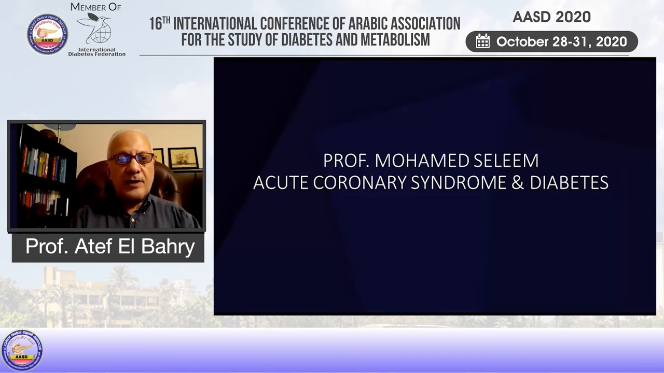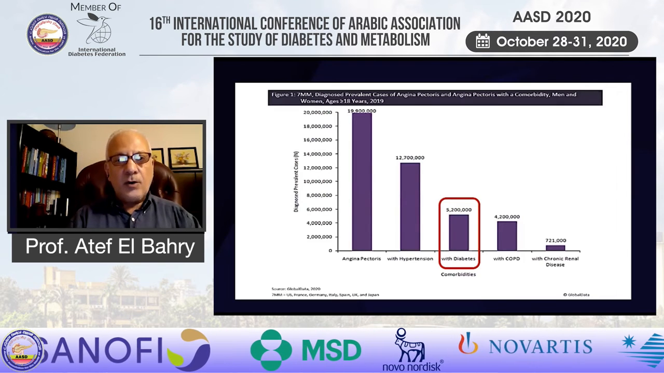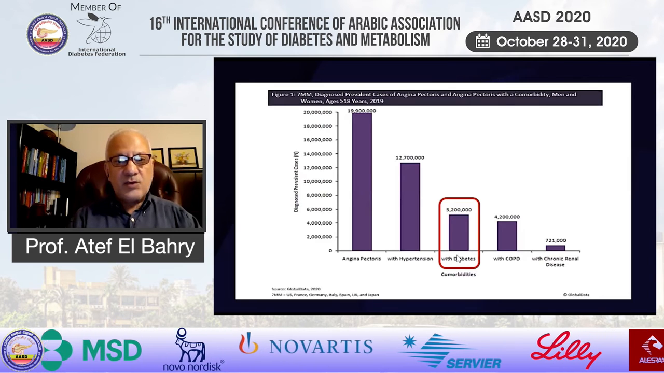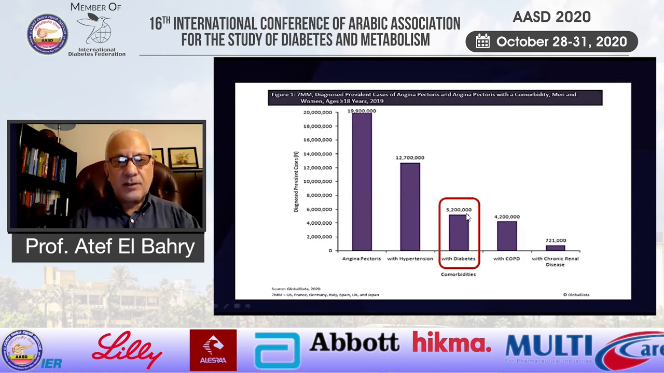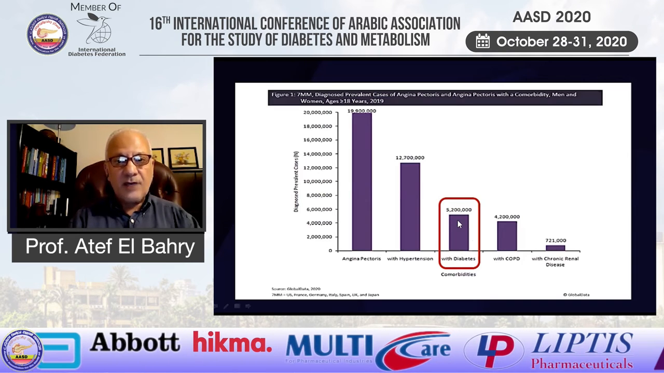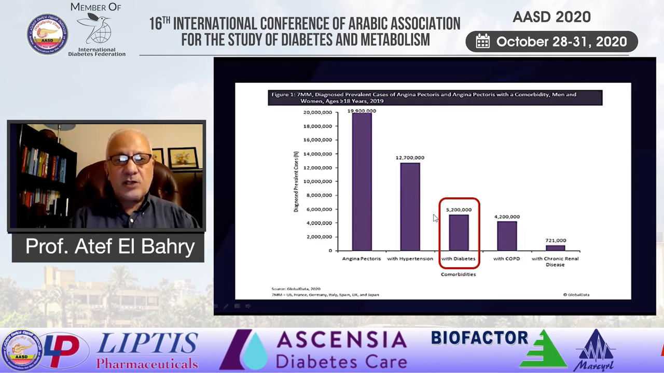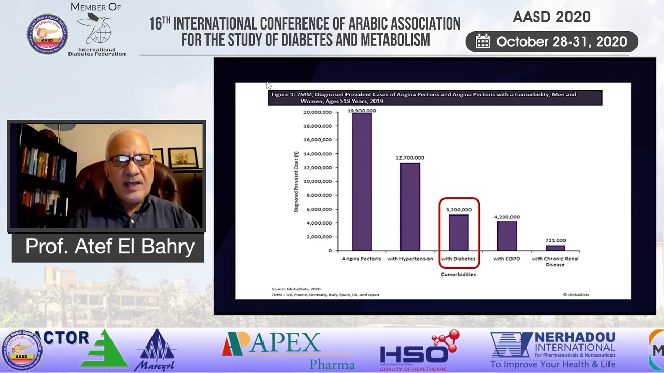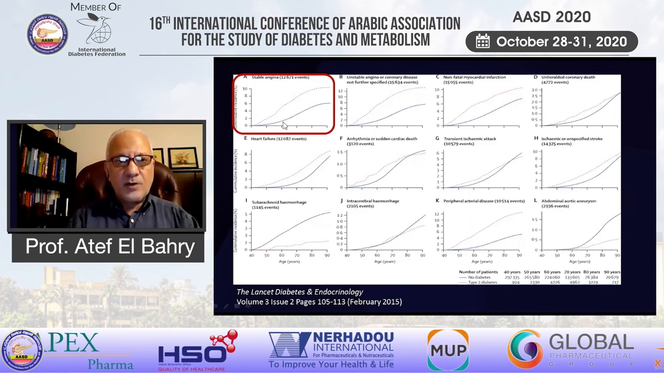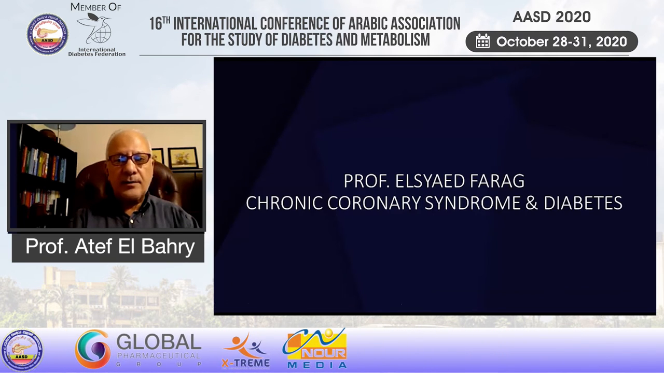And Professor Mohammed Salim, Professor of Cardiology, will deal with acute coronary syndrome and diabetes. Then we shift to patients with stable angina, or the chronic coronary syndrome. As we see, patients with diabetes have 5,200,000 patients having angina compared to patients with COPD or chronic kidney disease. So patients with diabetes have a high incidence of CCS. As we see, patients with stable angina here have a higher rate than patients with no diabetes. And Professor Syed Farag will deal with chronic coronary syndrome and diabetes.